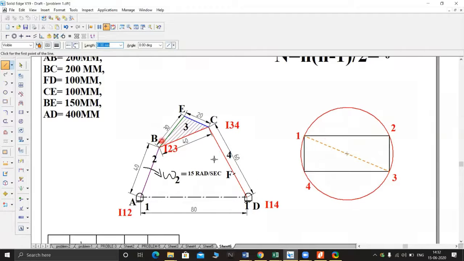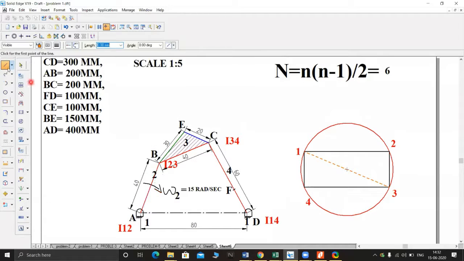Where is I12? I12 is here. I23 is here. Therefore, according to Kennedy's theorem, I13 will come on the same line with respect to link number 2. Therefore, I will draw the hidden line with respect to link number 2. I am going to extend the line, and this line should coincide with link number 2. Now come to the bottom triangle.